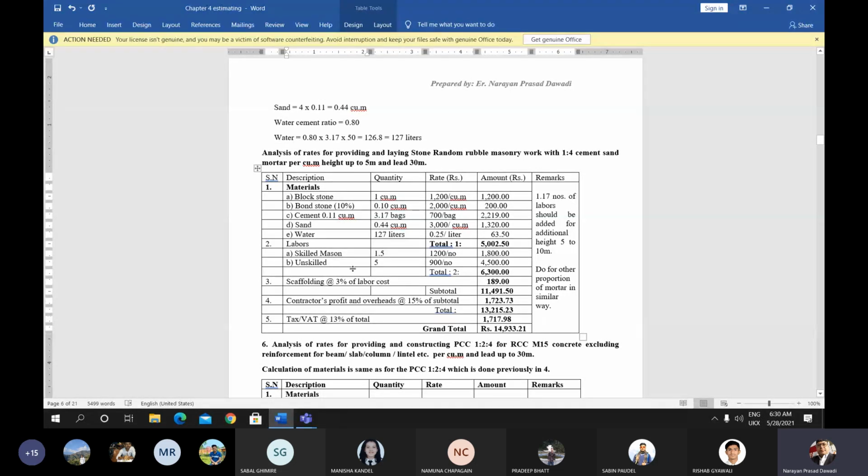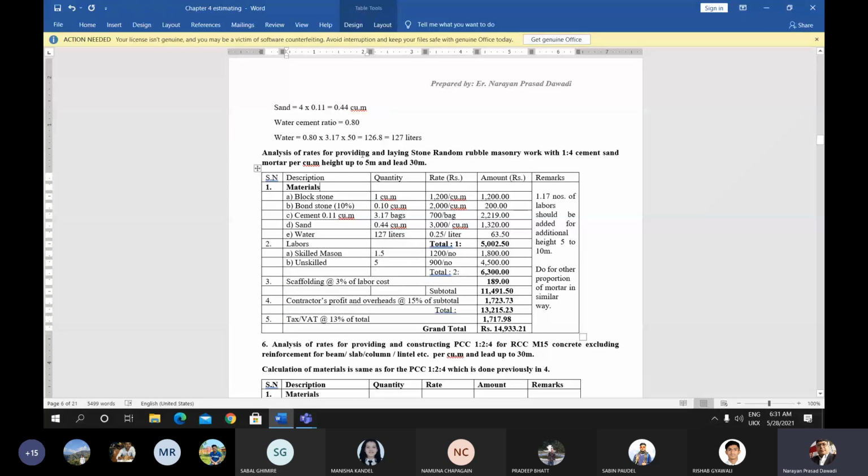The labor will remain the same, and for the stone masonry work, you have to add 1.17 numbers of unskilled manpower for the next floor. This is done for the ground floor. The 1.17 numbers of labor means unskilled manpower. 1.17 numbers of unskilled should be added for additional height of 5 to 10 meter. This rate analysis is up to 5 meter only.